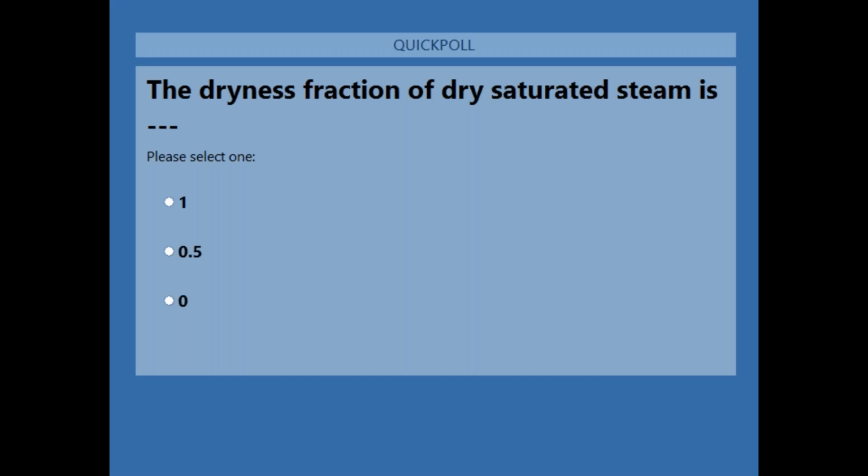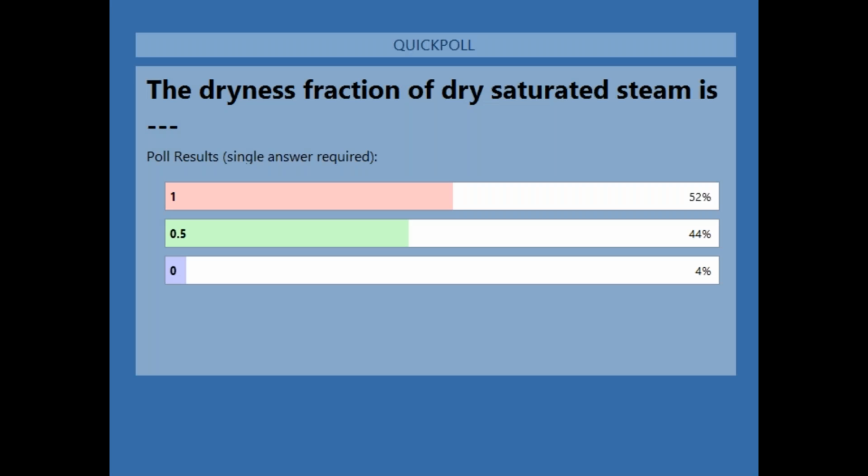So let me close this poll and let me share the results with you. So the results are with you now. I'm sharing the results. So the correct answer is unity. Okay, the dryness fraction of the steam, dry saturated steam, is unity. It is 1. Okay, 52% of the students have answered it correctly.